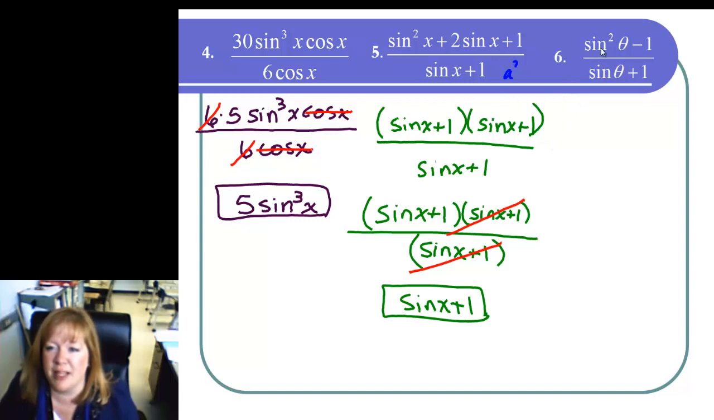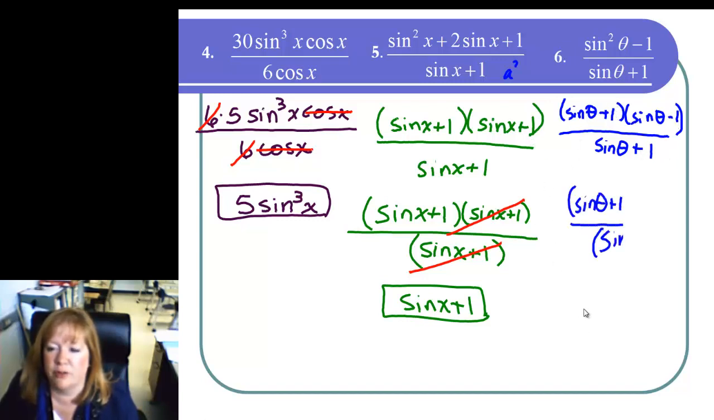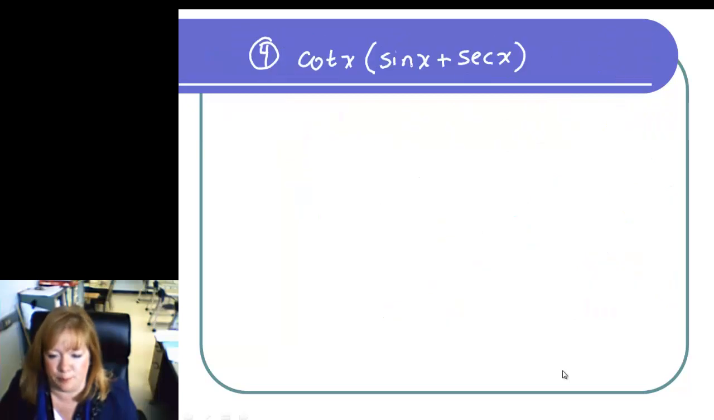Now, number 6, I have a difference of squares in the numerator. I cannot cancel the signs because, like I said, it's got to be factored. This is a difference of squares. Just like if it was x squared minus 1, you'd do x plus 1, x minus 1. So this is going to be sine plus 1, sine minus 1. Now I can slash those 2. He gone. I love that. Anyhow, I think that pretty well you end up with just sine theta minus 1.